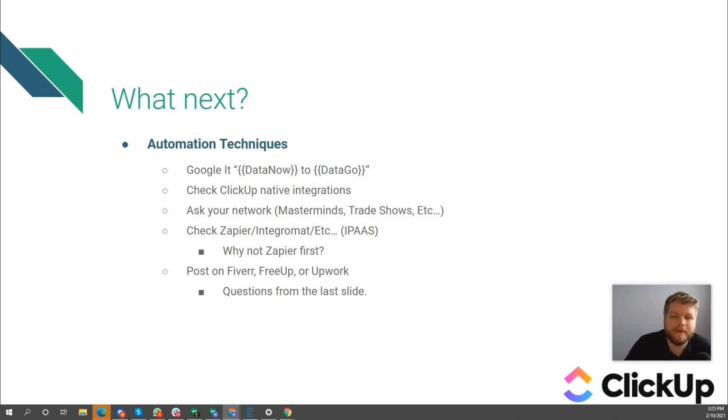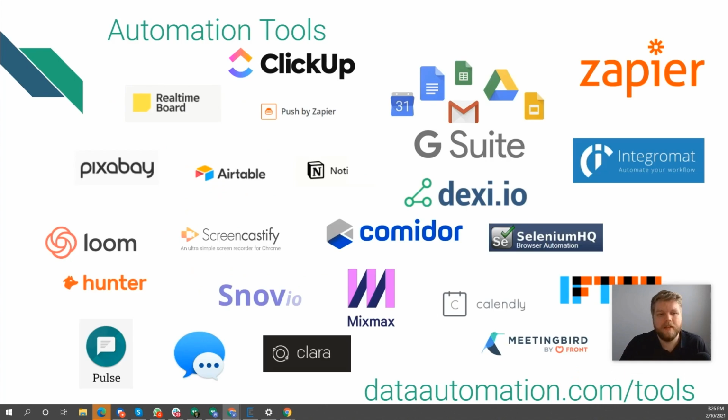All right, let's talk about some of the automation tools that are out there. Obviously, ClickUp's on the list. You've got G Suite, Zapier, Integromat, Commodore, Screencastify, Snovio, Hunter. If you're interested in some automation, I highly recommend digging in and looking at some of these different options that are out there, because they can make a huge difference in the overall scope of what you're doing.